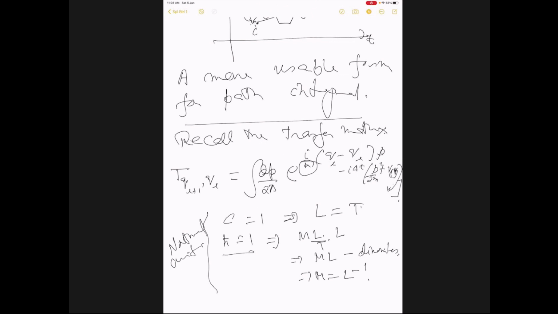Sir, I think there will be a QL plus 1 in the exponential power. Yes, sure, of course. Yeah, thank you.